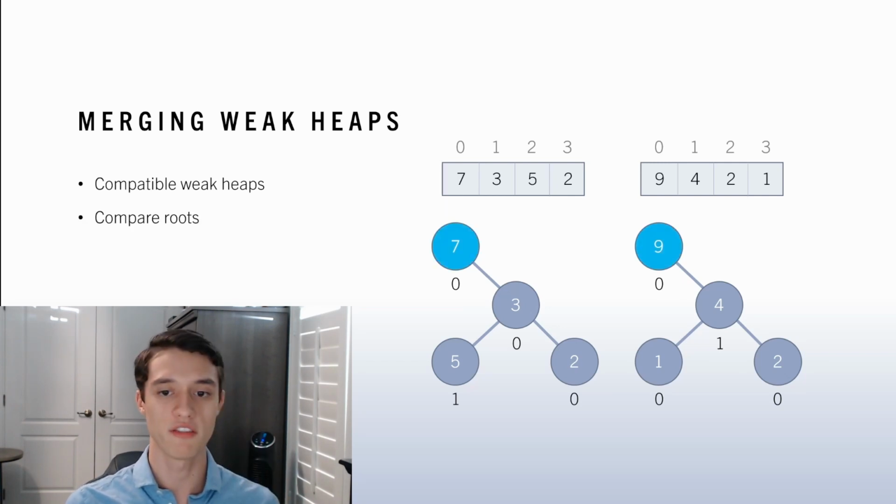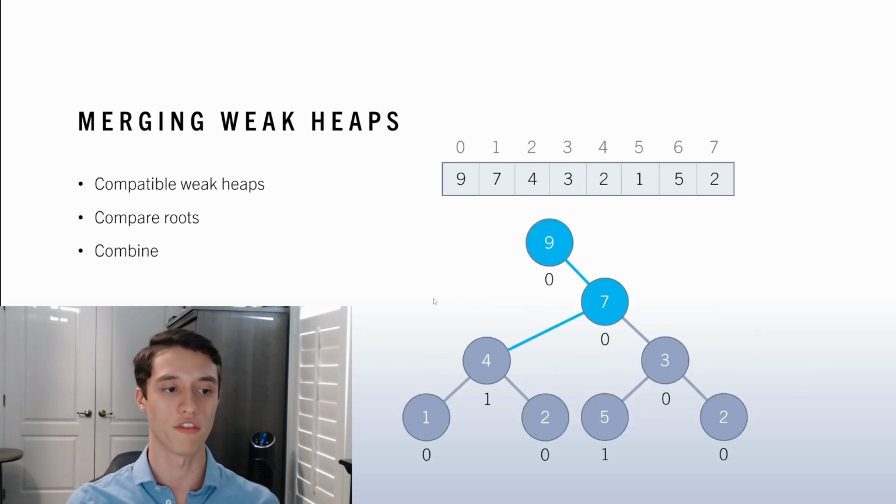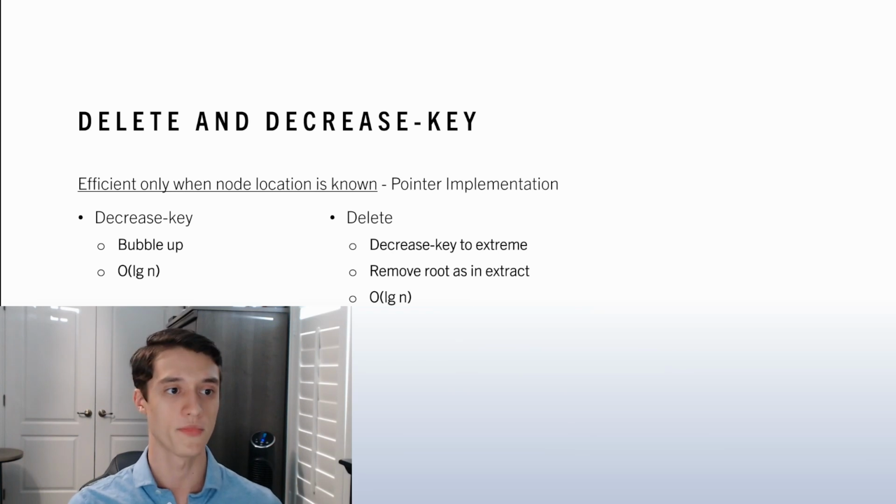9 is greater than 7, so 9 becomes the new root, 7 becomes the right child. And then this subtree over here, 9's right subtree, has become 7's left subtree. Perfect, just like that. We're going to combine them, and it's nice and easy. Order one time. Delete and decrease key is efficient only when the node location is known for a pointer implementation, basically.